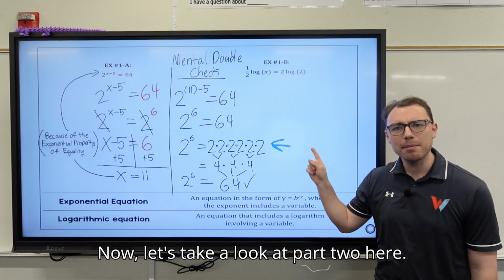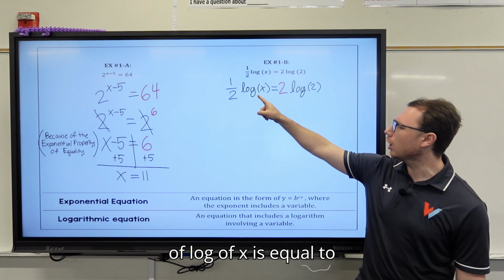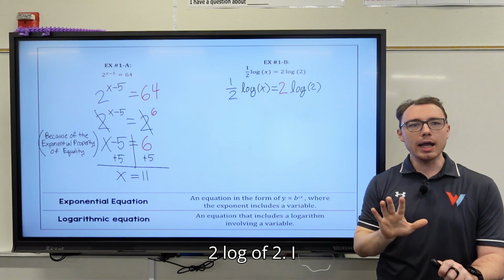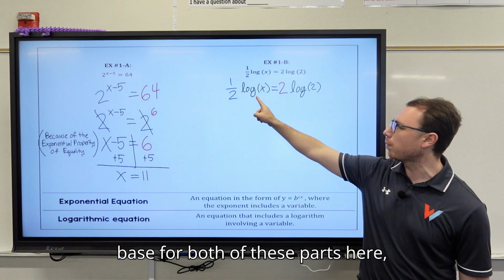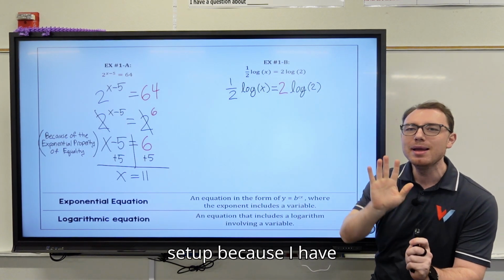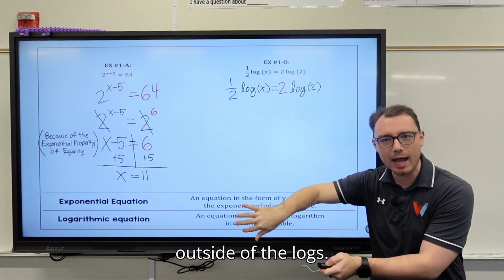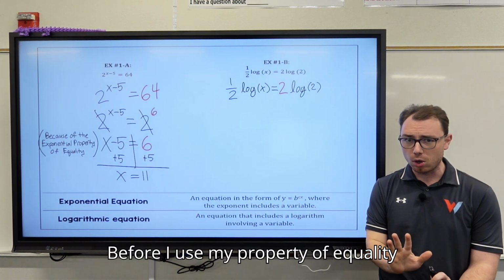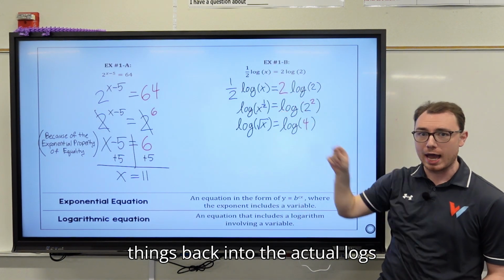Now, let's take a look at part 2. For part 2, we're given that 1/2 of log of x is equal to 2 log of 2. I can already see that I have the same log base for both of these parts, but I don't have the same internal setup because I have this 1/2 and this 2 on the outside of the logs. Before I use my property of equality for logarithms, I need to bring those things back into the actual logs.